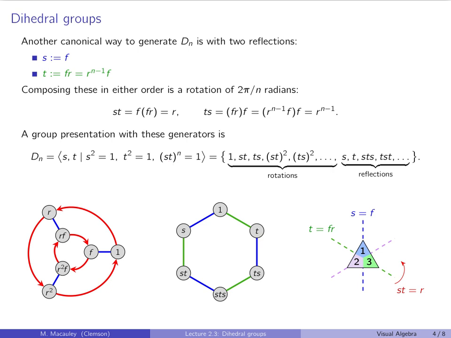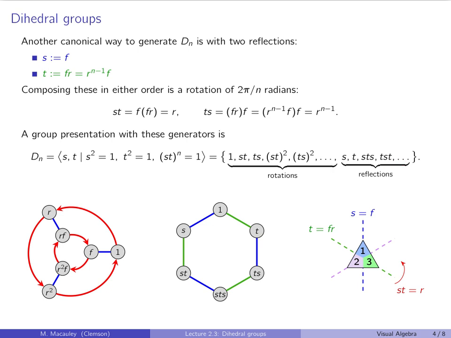Using these generators, here's how we can write the words. They're alternating letters in s and t. Notice that they're alternating because anytime we have 2 in a row, that's the identity. And if there's an even length, then those are rotations. And if there's an odd length, those are reflections.